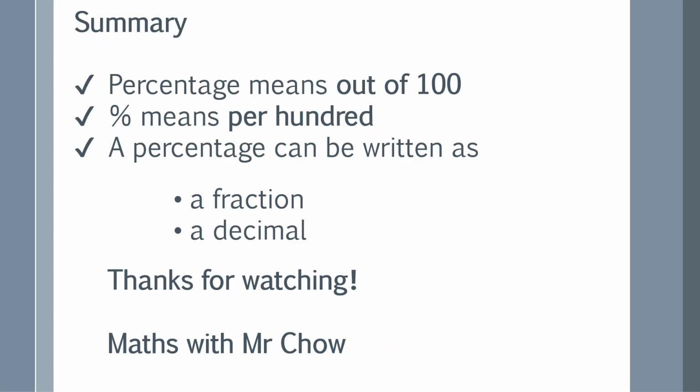Let's review what we've learned today. A percentage means out of 100. The percent symbol means per 100. And a percentage can be written as a fraction or a decimal.